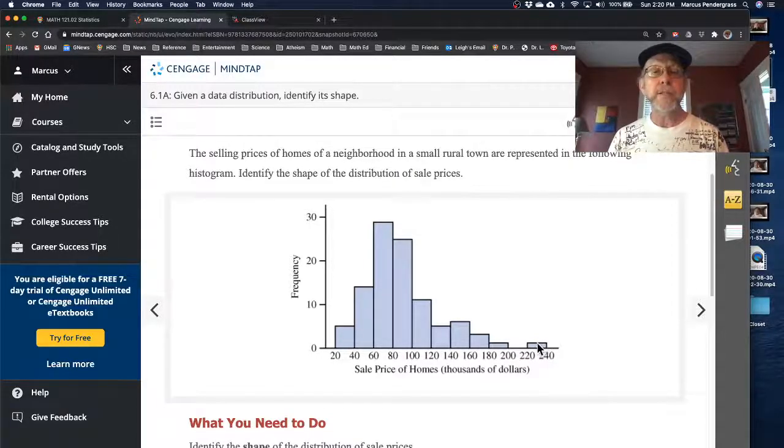The selling prices of homes here are concentrated, it looks like, in the area from maybe 60,000 to 100,000, but you do have this right tail consisting of homes whose selling price extends outward from 100,000 all the way up to 240,000.